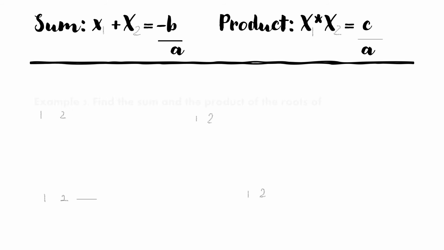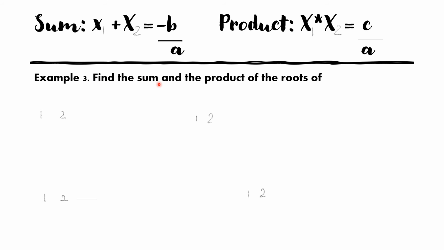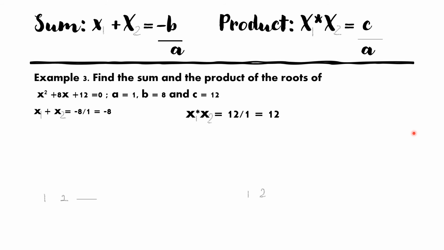Okay, next. Find the sum and the product of the roots of this quadratic equation, x squared plus 8x plus 12 is equal to 0. Here's the value of a, b, and c. So very easy, right? Now, simply, that is negative 8 over 1, that is negative 8. And for the product of the roots, we have 12 divided by 1, that is 12.